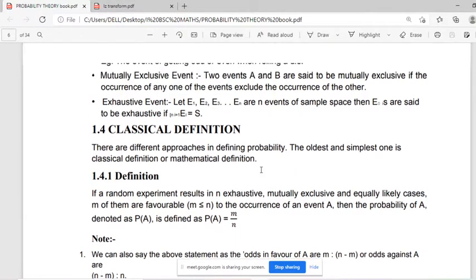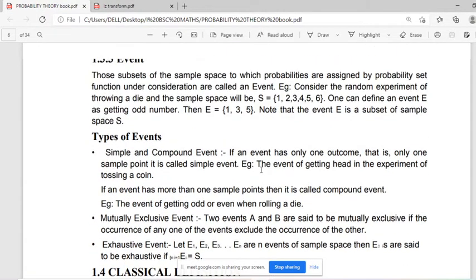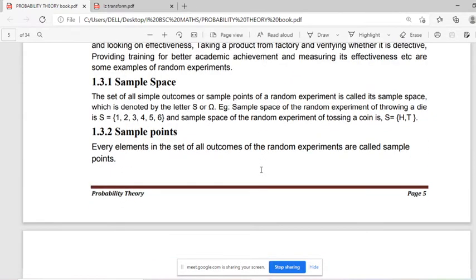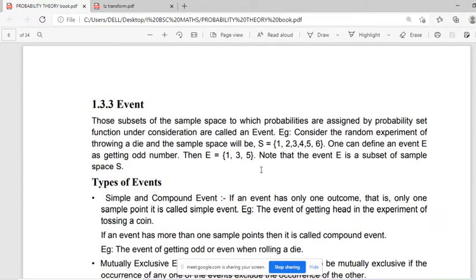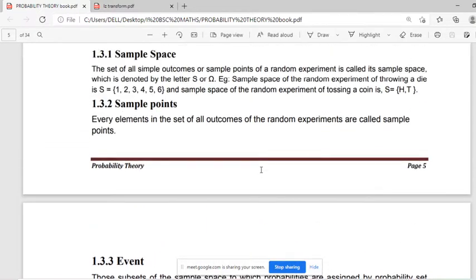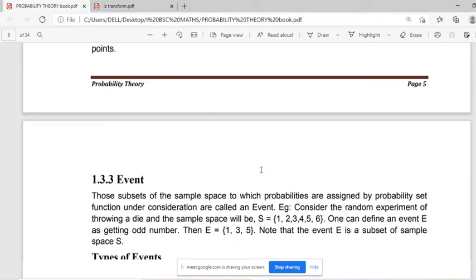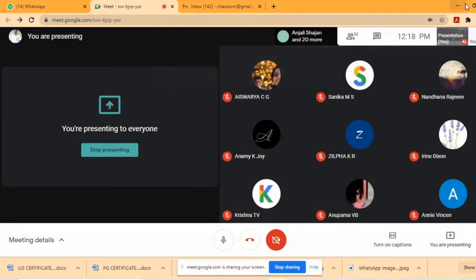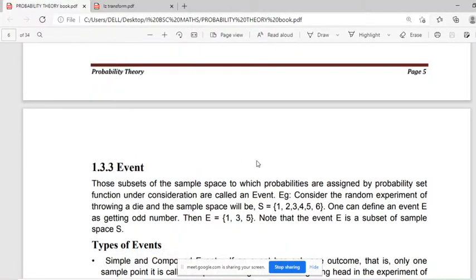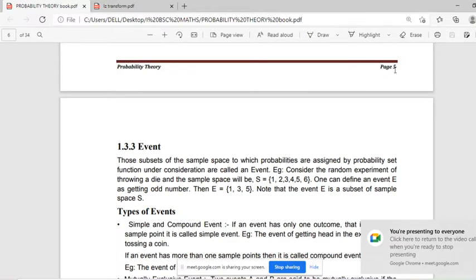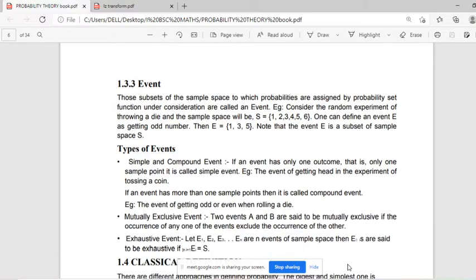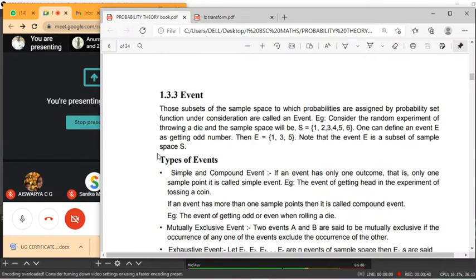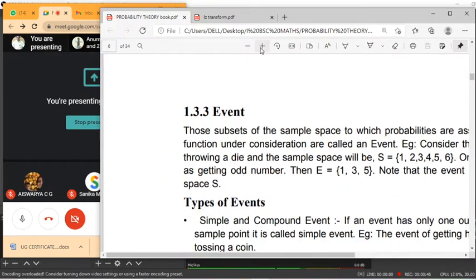കഴിഞ്ഞ ക്ലാസ്സിൽ we have discussed sample space, sample point and event. These are the basic concepts we should have regarding probability theory. Okay. So we have already discussed some examples. I think all the examples are familiar to you because you might have studied in your plus 2 classes.